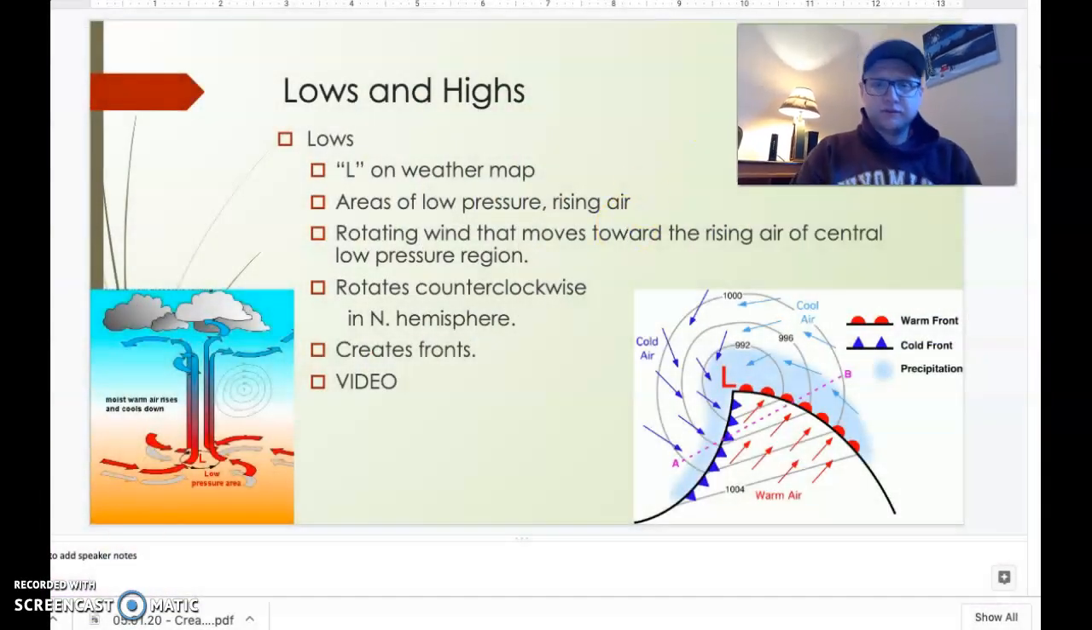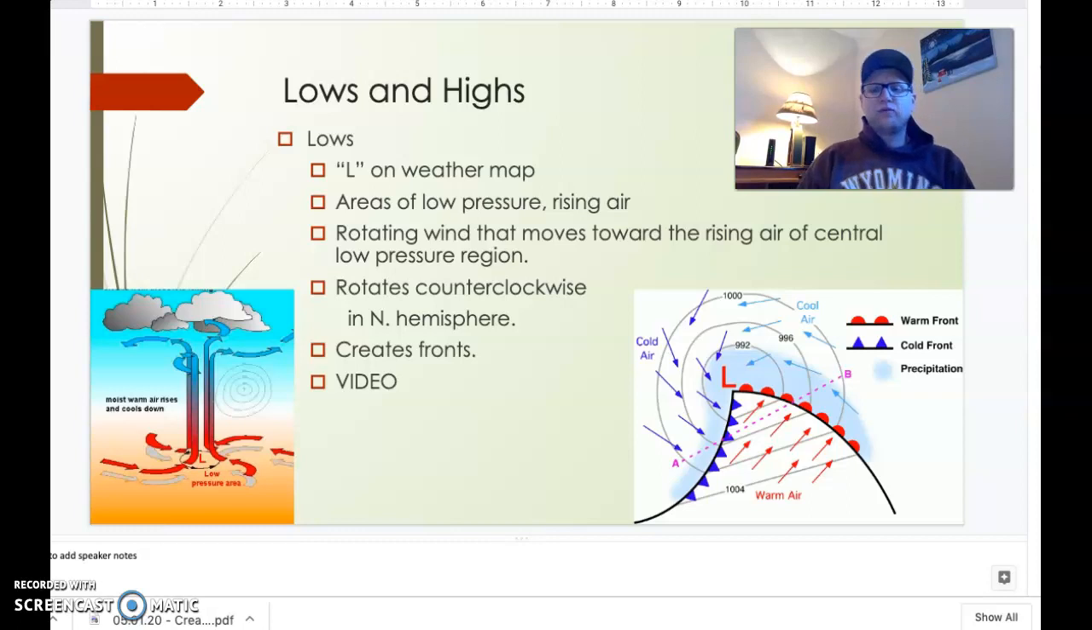So here's our notes. We have what's called lows and highs, and this just is talking about pressure. So you have lows, which are low pressure. On a weather map, they have an L for low. These areas of low pressure mean there's rising air. We talked about this last week when we talked about Hadley cells. So low pressure means rising air.